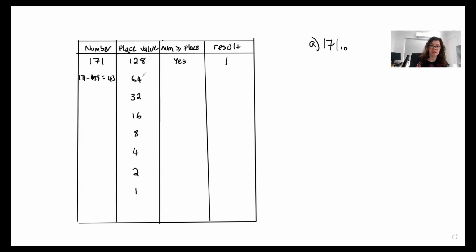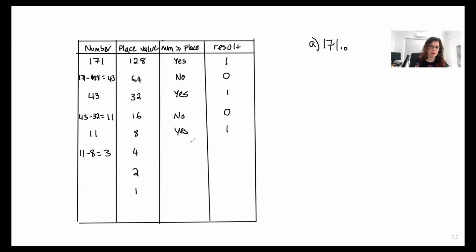And then we go, is 43 greater than or equal to 64? The answer is no, so the result bit there is 0. Then we carry 43 down to the next line, and we ask the question again, is 43 greater than or equal to 32? In this case, the answer is yes, so the result bit is a 1. And then we do 43 minus that 32 to give us 11. Then we ask the question, is 11 greater than or equal to 16? The answer is no, so we get a 0 bit there. We carry down the 11, ask the question again, is 11 greater than or equal to 8? The answer is yes. So we put a 1 there, and then we do 11 minus 8 equals 3.